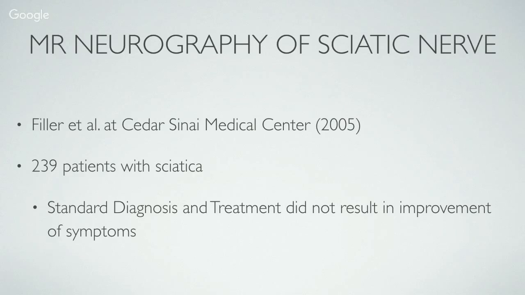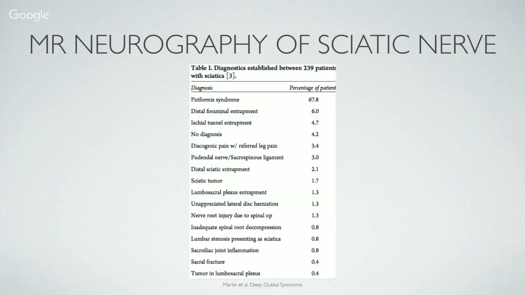So Dr. Filler at Cedars-Sinai Medical Center looked at 239 patients with sciatica for whom standard diagnosis and treatment didn't help. After doing MR neurography on all of these patients, they came up with this list of new diagnoses for the patients that were not previously noted. Piriformis syndrome was the number one with about 67%, followed by a distal foraminal entrapment just outside the neuroforamina. Also, ischial tunnel entrapment was 4.7%. 4.2% still had no diagnosis after the MR neurography. And you can read the list yourselves, but sacral fracture is down there at 0.4%.